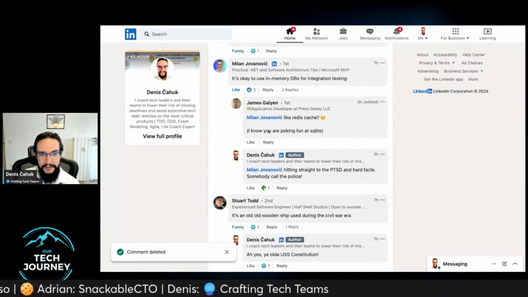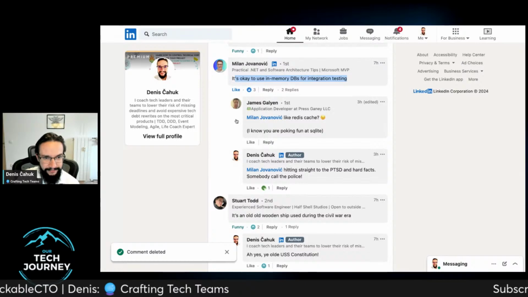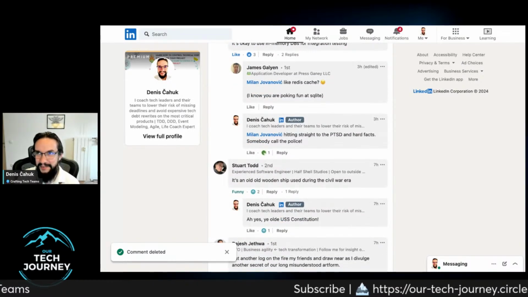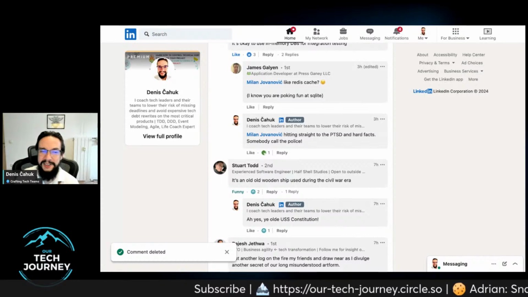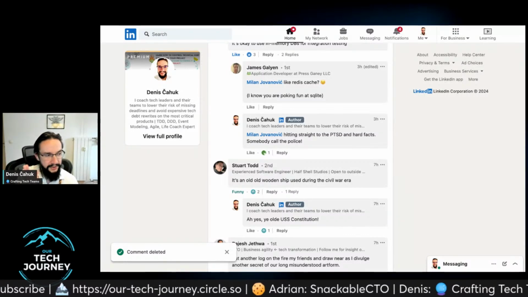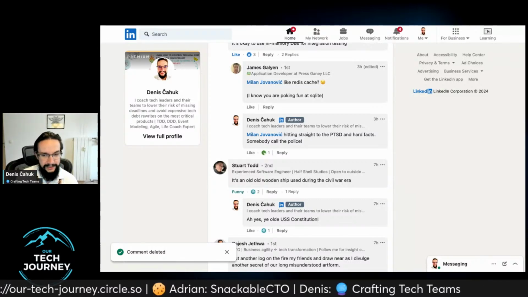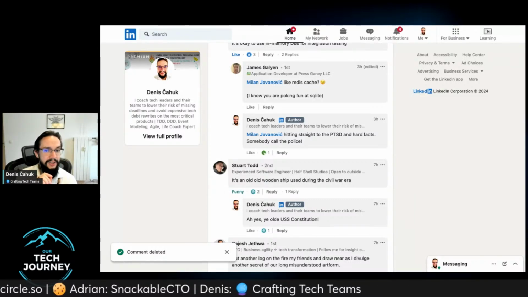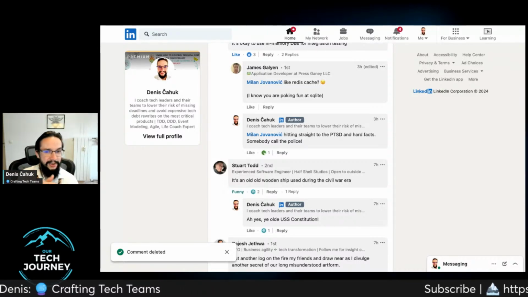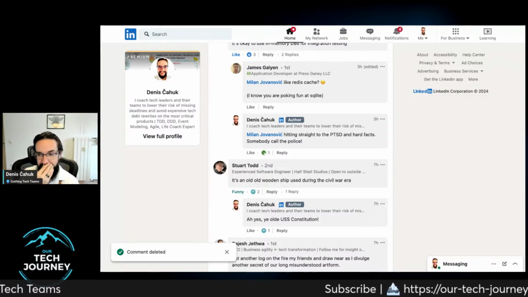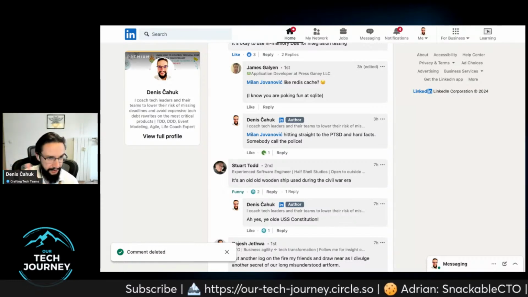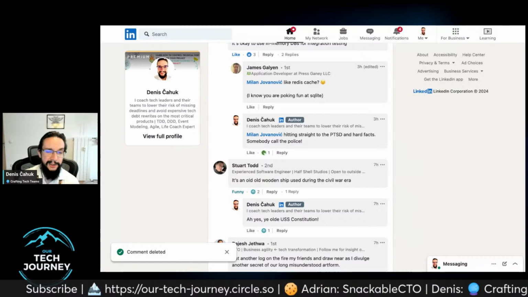Milan says it's okay to use in-memory DBs for integration testing. Again, a bit of a sensitive topic regarding the boundary for integration, not even for being an integration test, but rather where is the boundary to a unit test or developer test, as I would recommend that you perhaps start rephrasing certain kinds of tests as developer tests instead.